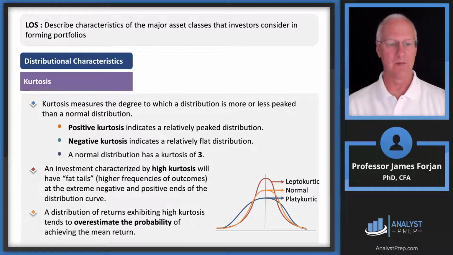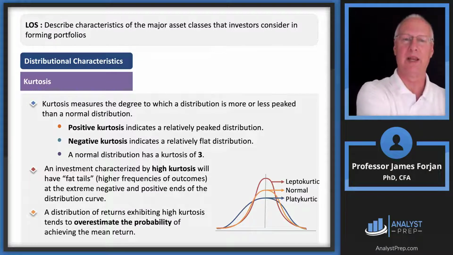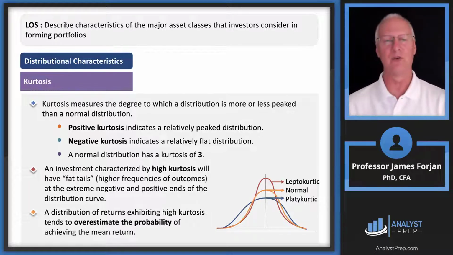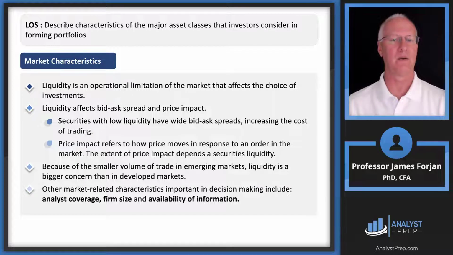Now look at the bottom diamond point. This is probably a sentence that I would remember. Distribution of returns exhibiting high kurtosis tends to overestimate the probability of achieving that return somewhere in the middle. Call it the point of central tendency or the mean return, because you overestimate that probability because you're underestimating the probability of a huge loss over on that left-hand tail.